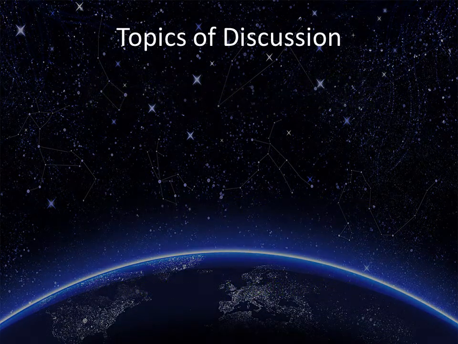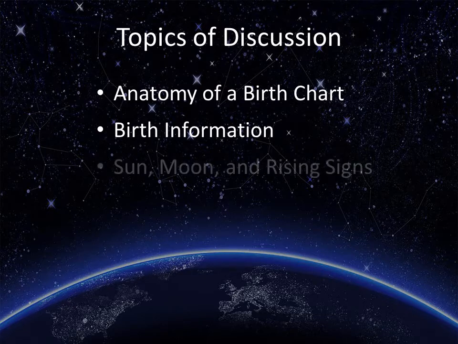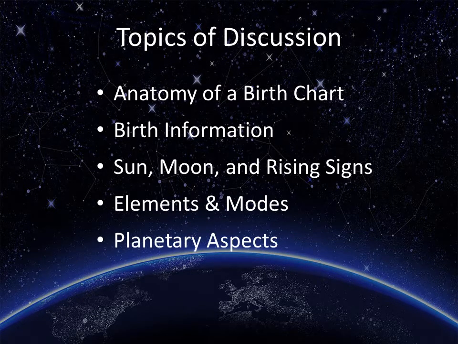We are going to discuss the anatomy of a birth chart, talk about birth information, the sun, moon, and rising signs, the elements and modes, as well as the planetary aspects and the birth wheel.